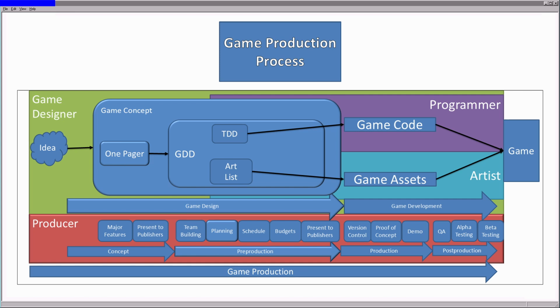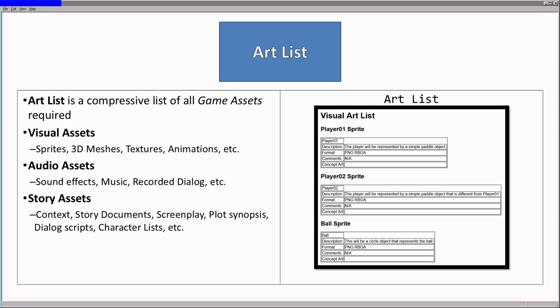Now we turn our attention away from the programmer for a moment, but still within our pre-production process. We turn our attention to the role of the artist. We look briefly into how to create the art list. As mentioned in a previous lecture, the art list is a comprehensive list of all the game assets required. This contains a list of the visual assets like sprites, 3D meshes, textures, animations, and also audio assets like sound effects, music, recorded dialogue, etc.